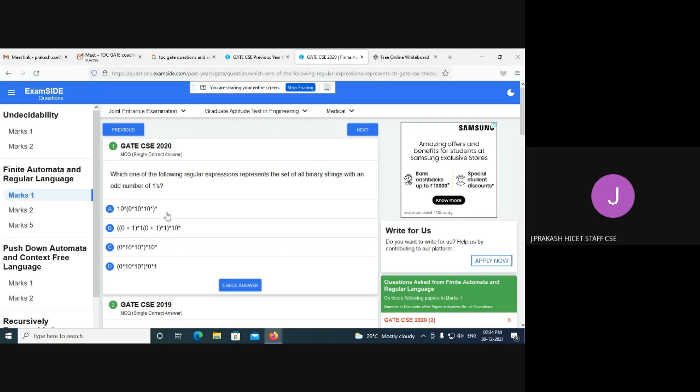Is it clear? How to expand this? 1 0 star. Okay. So the first question was, which of the following regular expressions represents the set of binary strings with an odd number of ones?